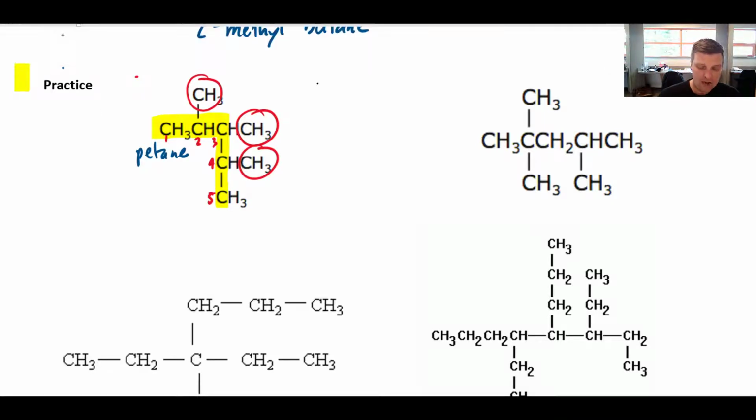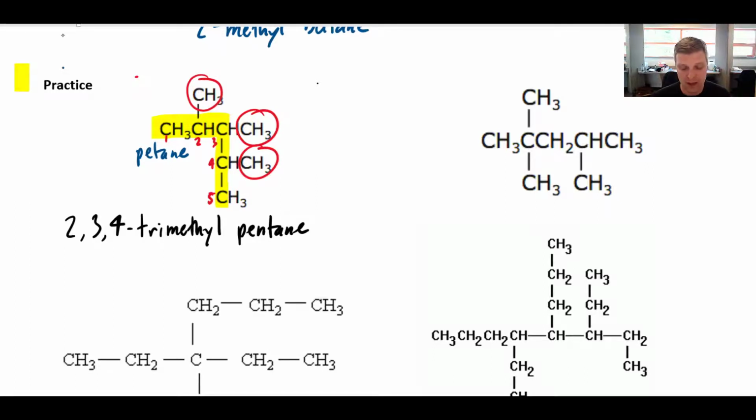So I've got 3 methyl groups, and I need to tell you the location of those. Those are located on the 2, 3, and 4 carbons. And there are 3 methyls, so I need to call that trimethyl. So 2,3,4-trimethyl. And then the parent chain, which is a 5-carbon chain, is pentane. So this molecule here is 2,3,4-trimethylpentane. While that seems kind of complicated, if I told you that name, it contains all the information you need to draw that exact structure. You could tell me exactly what it looks like just based on the name.